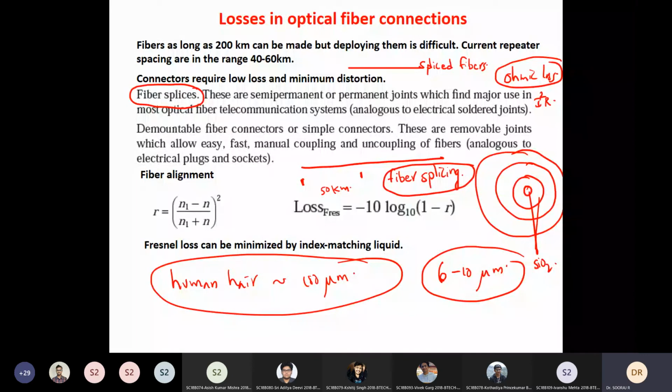The same thing happens in the case of optical fibers also. Instead of I squared R loss, you have a different kind of loss which is called the Fresnel loss, which is very similar to the ohmic loss. In the case of ohmic loss, you lose some voltage. In the case of Fresnel loss, what happens is you lose some photons.